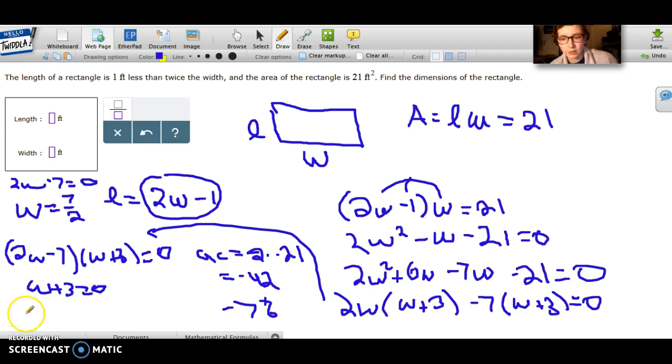So we get W equals negative 3, but negative 3 can't be our width because that doesn't make sense. Length can't be negative, it has to be positive. So we're not going to use this W, we're going to use this W. So the next step is to plug this W into our length. So we know our length is equal to 2 of our widths minus 1.